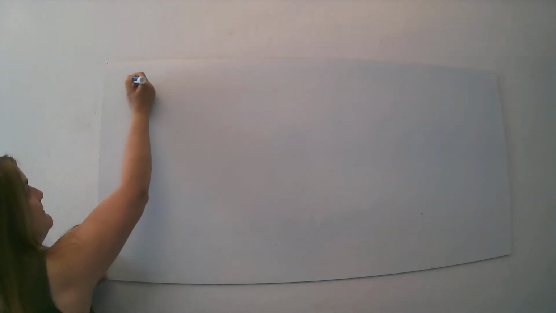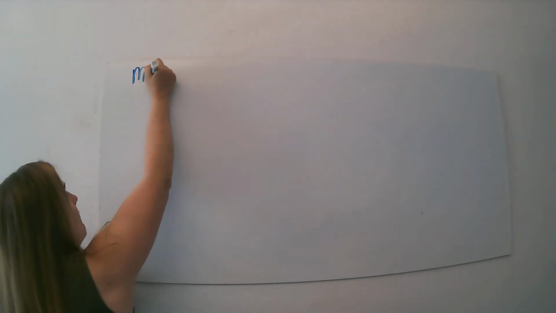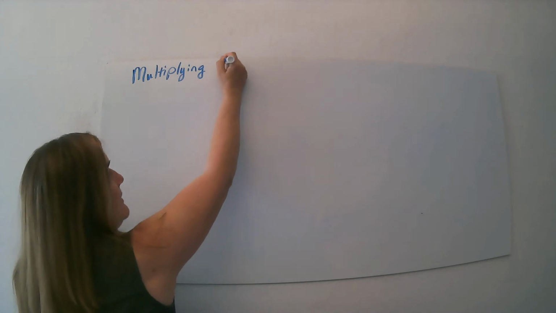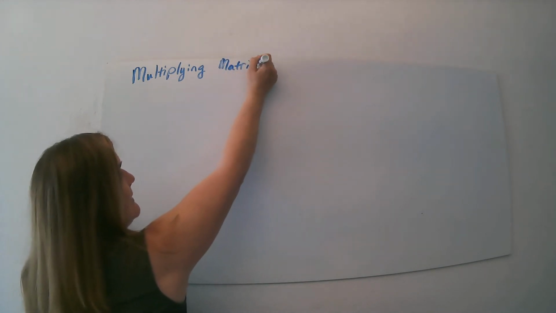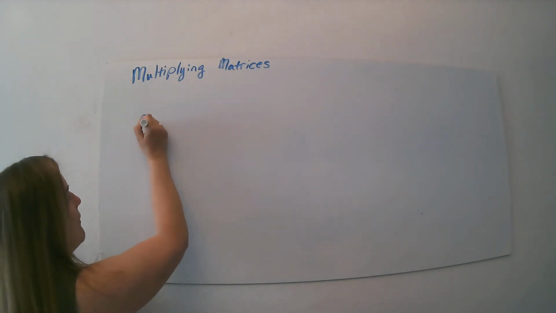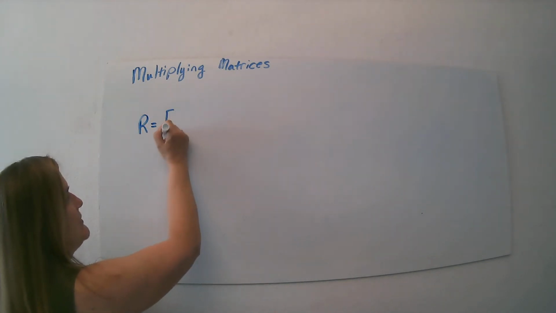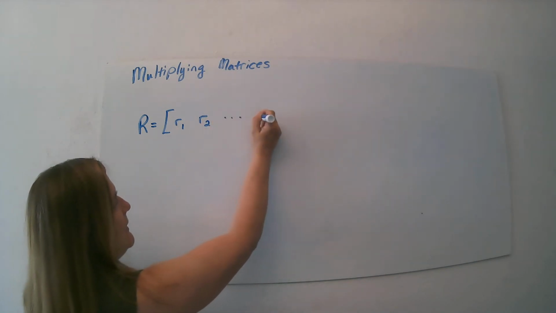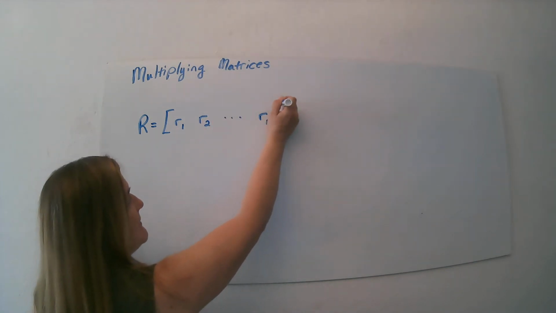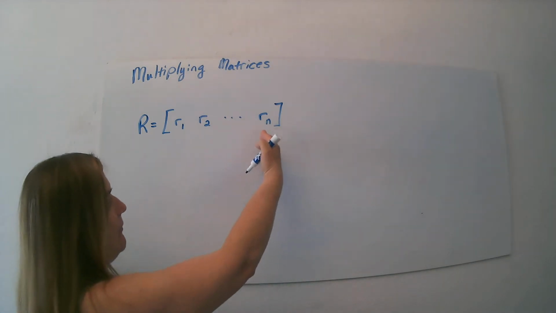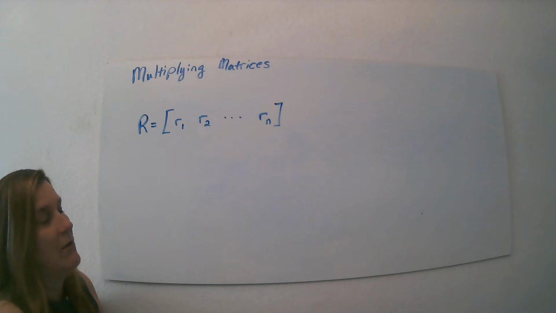I want to talk about multiplying matrices. And in order to do that, let's start with a row matrix, which we'll call R. And it will just be R sub 1, R sub 2, and so on until you get R sub n. So I'm calling it a row matrix because it's a single row and an n number of columns.